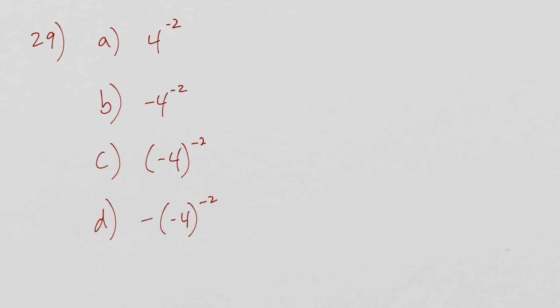Okay, part A, any negative exponent is inverted. So this is like saying 1 over 4 to the positive 2, which is 1 over 16. Part B, we do the same thing, but then we tack on the negative there. So this is going to become -1 over 16.